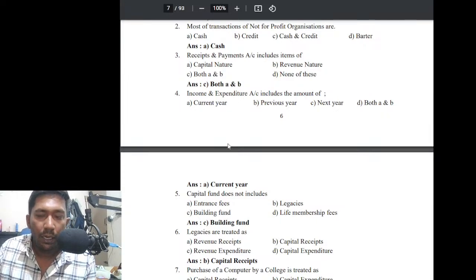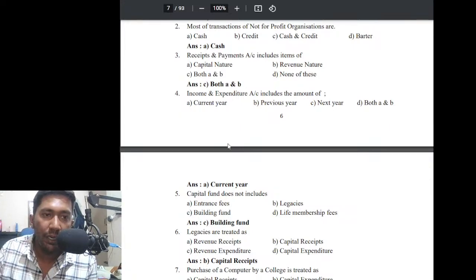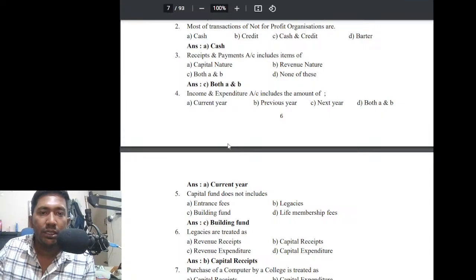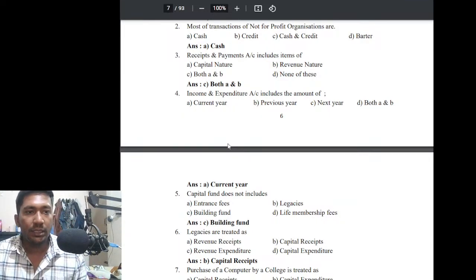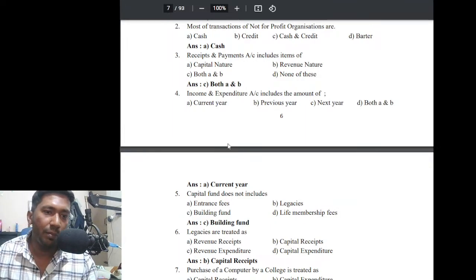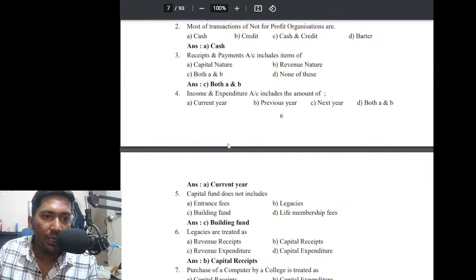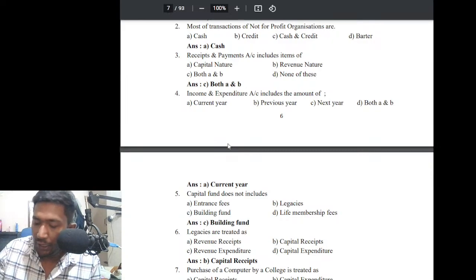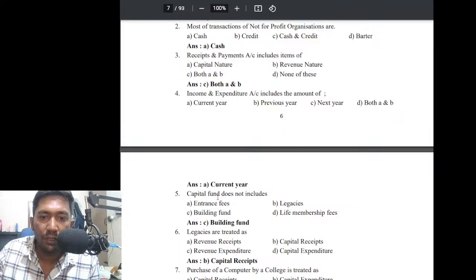Hope you remember, I asked you one question in the class: why do we write a balance sheet as on 31st March, and why do we write profit and loss for the year ending? There is a difference between these two statements, because profit and loss is prepared for the current year, whereas for the balance sheet, from when the company started, the assets and liabilities are carried forward till the end of the company. So that's why we consider the income and expenditure account as a profit and loss account, because here we take only current year's data.